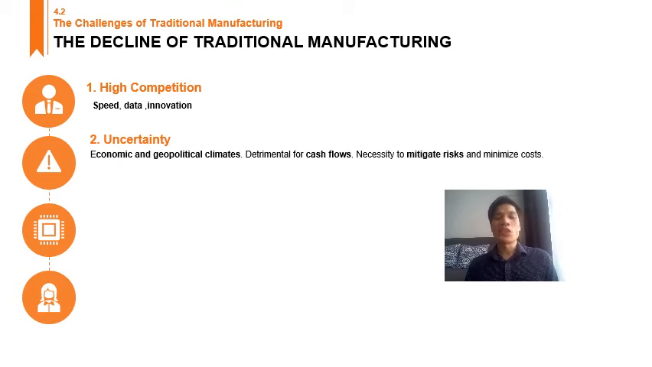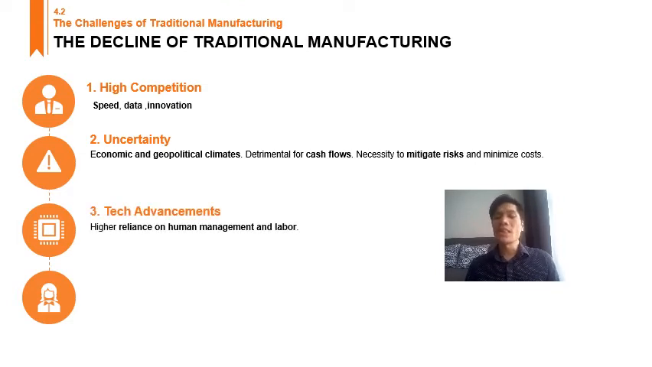Secondly is uncertainty. Traditional manufacturing methods are also more vulnerable to fluctuations in economic and geopolitical climates. Periods of low consumption can be detrimental for cash flows. Now, we have seen this throughout the current US and China trade war, which has led to the closure of many manufacturing facilities in both China and the US, and also the recent pandemic of COVID-19, which has crippled many economies and led to the closure of manufacturing and many businesses around the world. This speaks to the necessity of smarter, more efficient systems aimed to mitigate risk and minimize costs.